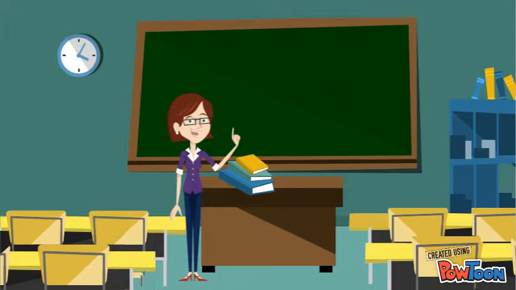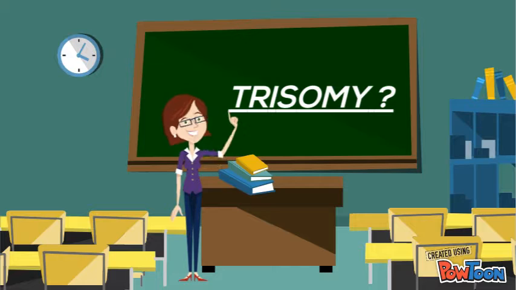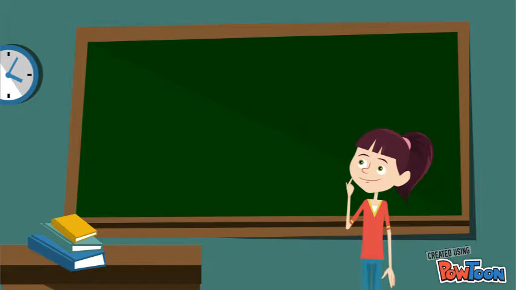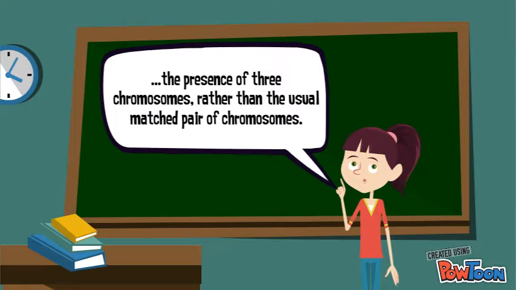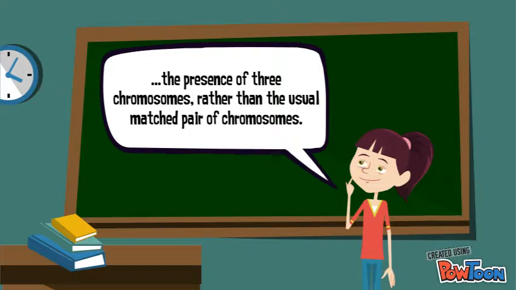So first, what is trisomy? Trisomy is used to describe the presence of 3 chromosomes rather than the usual matched pair of chromosomes. For example, if a baby is born with 3 chromosomes rather than the usual pair, then the baby would be said to have trisomy 21, also known as Down syndrome.